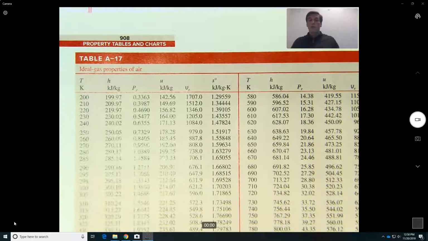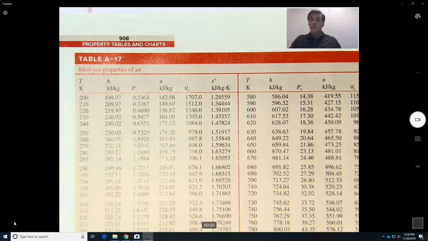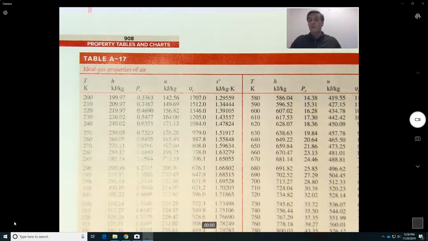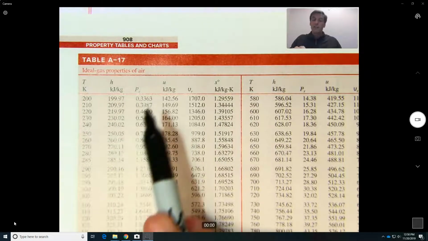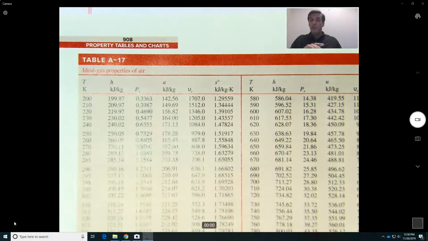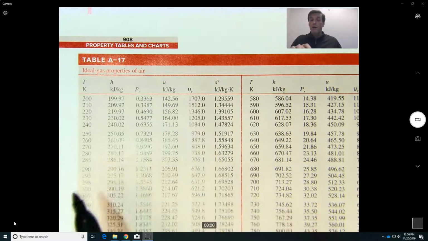Okay, so welcome back. The intention of this video is to show the meaning of those different terms on top of the ideal gas properties of any ideal gas. Not only of air, it can be nitrogen or any other ideal gas. So you're familiar with the temperature, with the enthalpy, and with internal energy. But what about that P sub R, that V sub R?